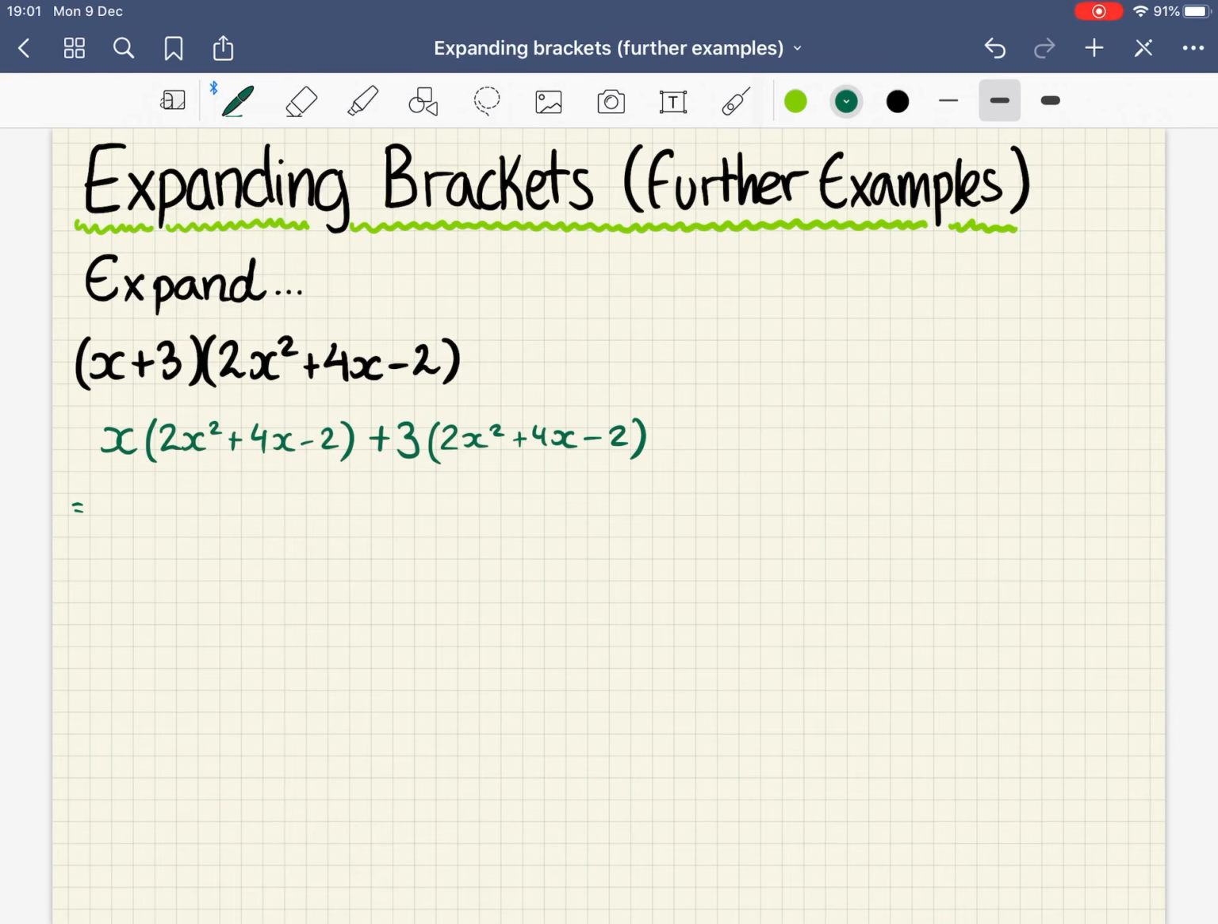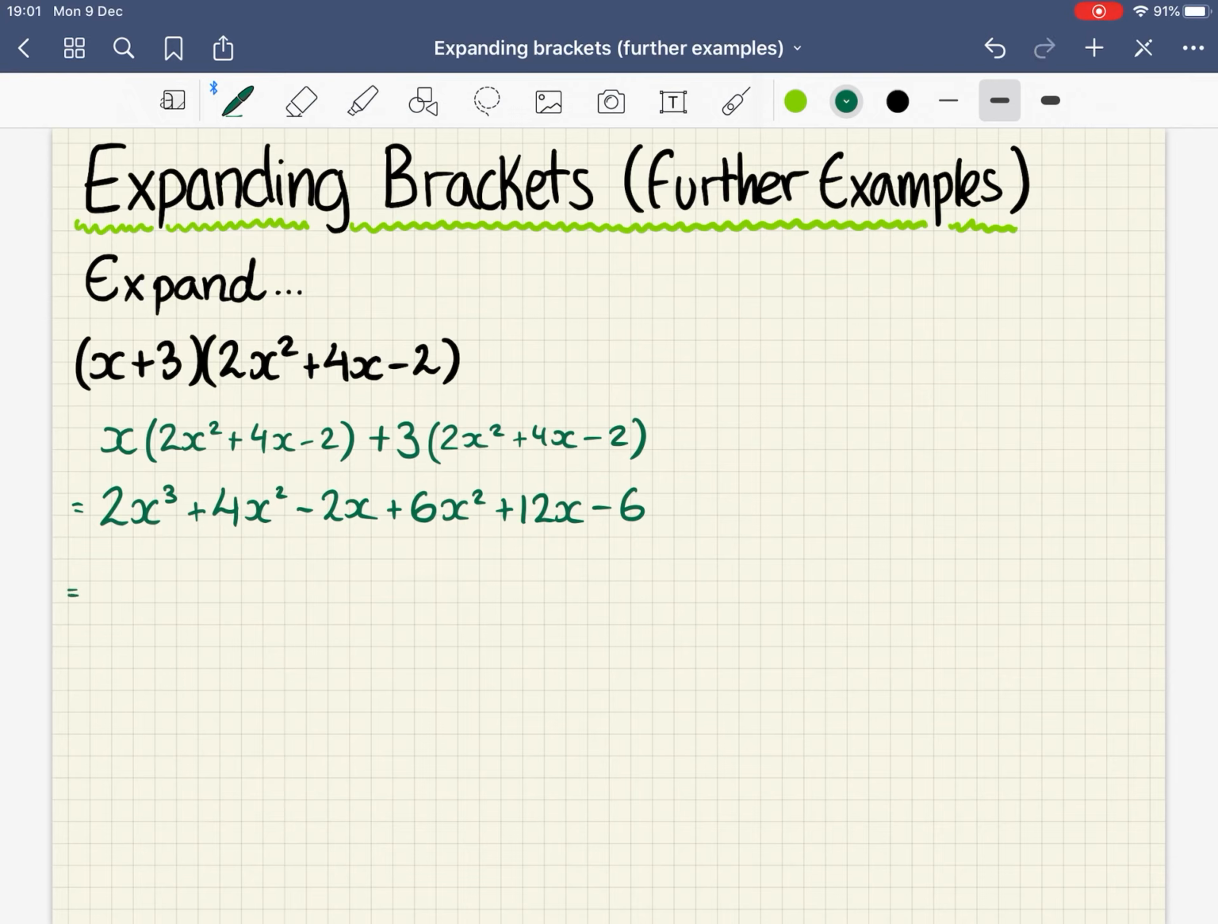Then x times 2x squared is going to give me 2x cubed. x times 4x is going to give me 4x squared. Then x times minus 2 will give me minus 2x. 3 times 2x squared is going to give me 6x squared. 3 times 4x is going to give me 12x. And 3 times minus 2 gives me that negative 6. Oh, don't know why I put a bracket there.